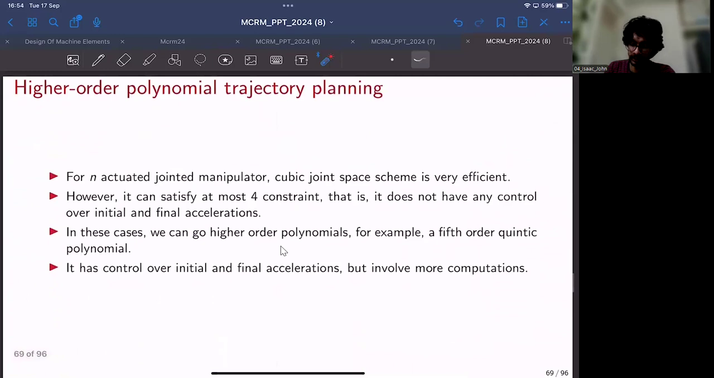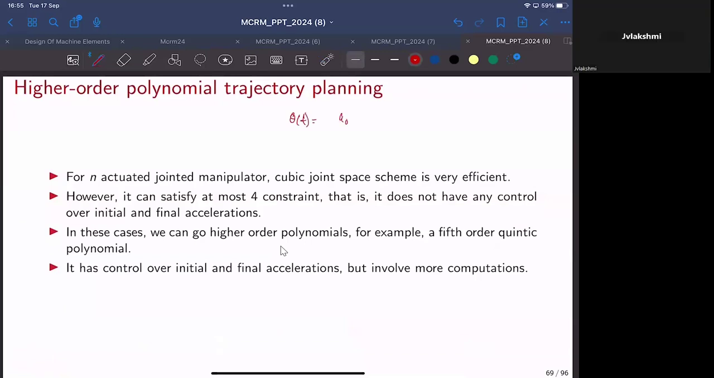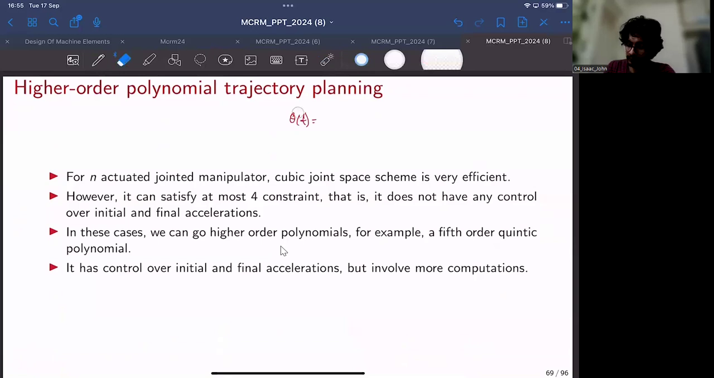Okay, so until now we have seen the third order polynomial. We also have seen the fifth order polynomial trajectory planning, where you can define a joint variable as a fifth order polynomial. If you can recall, we either use a third order polynomial or a fifth order polynomial. So the order of the polynomial is odd numbered. It's not even.